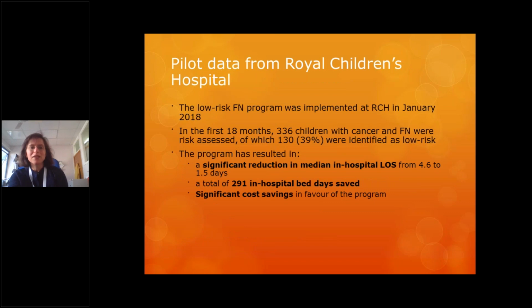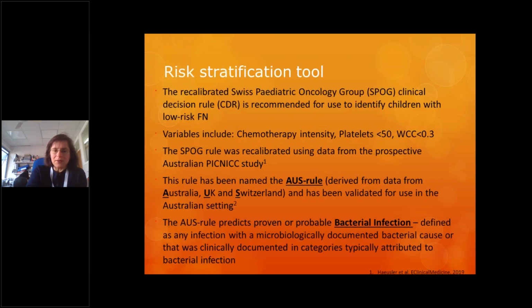So this is based on work done in Australia, at the Royal Children's Hospital of Melbourne, where this low-risk febrile neutropenia program was implemented in 2018. So 336 children with cancer have been assessed, and 39%, so quite a good proportion, were identified as low risk. And this is what the program has resulted in: a significant reduction in the duration of hospitalization, which implies significant cost saving.